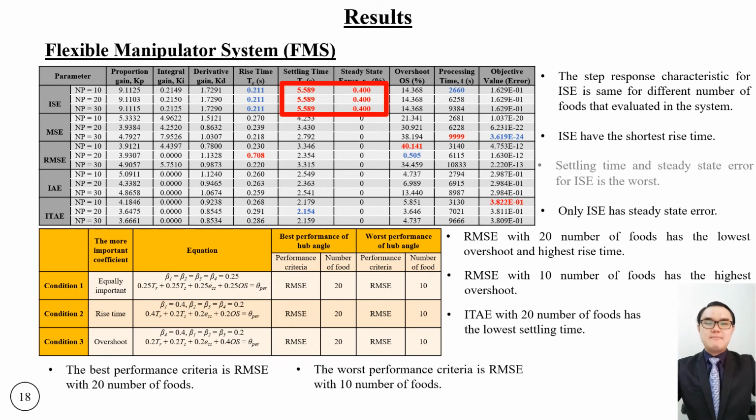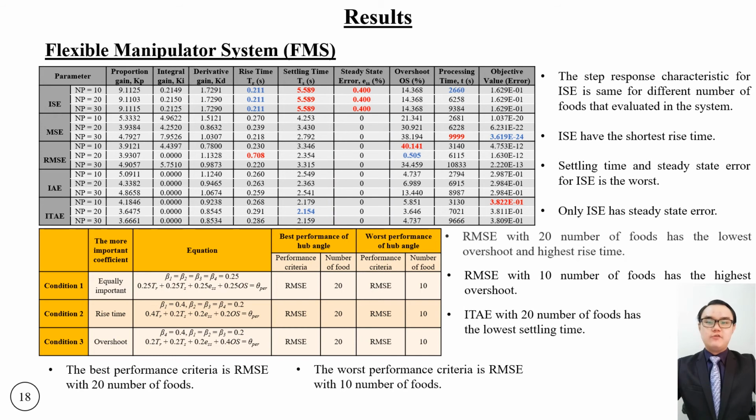However, the settling time and steady state error for ISE are the worst among all the performance criteria evaluated in FMS. The longer settling time in ISE causes the time taken for the system to reach steady state and stay within 2% of steady state to become slower. Among all the performance criteria evaluated in FMS, only ISE has steady-state error. That means there is a difference between input and output, although the PID controller parameters were optimized by using the ABC algorithm, while the steady-state error for other performance criteria is 0.